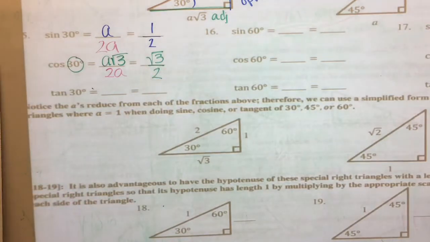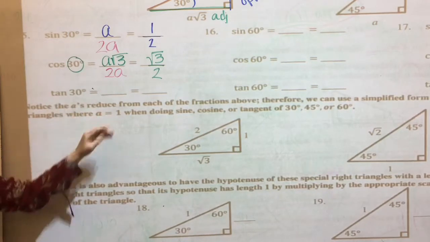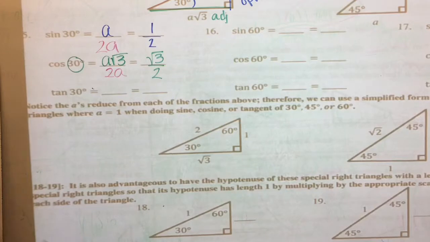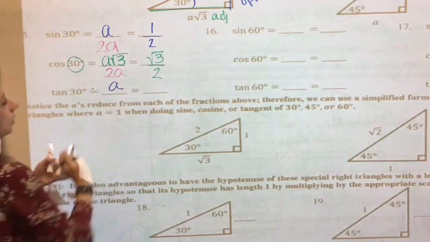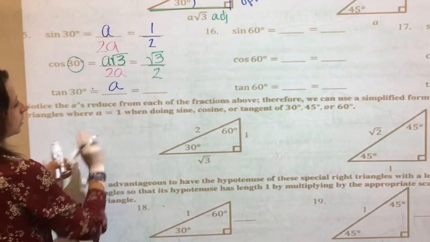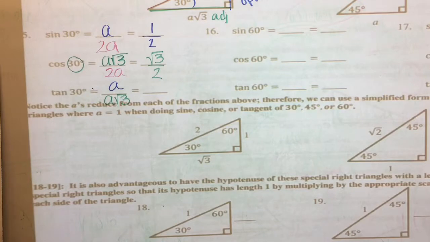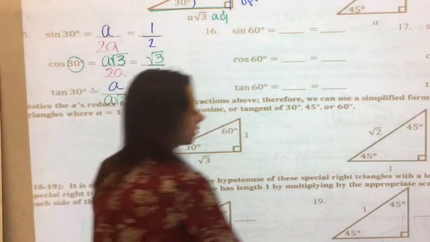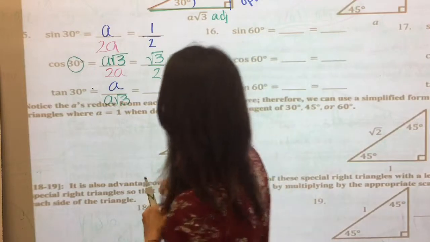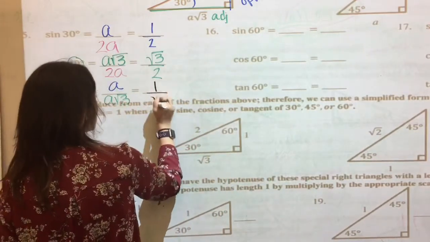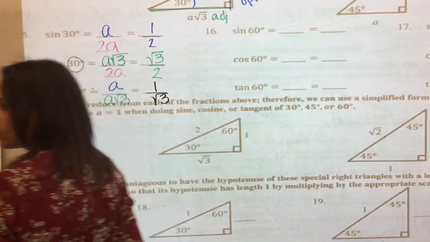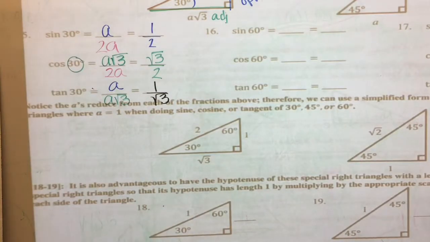Okay? All right, and then I need tangent of 30. This one doesn't reappear, but its characteristics do. Alex, can you tell me what tangent of 30 is going to be? A over A root 3. Yeah. And then what do I get, class, when I reduce that? 1 over root 3. Okay, so let me grab my other pen. So this one does not repeat, but it's still good, because its characteristics repeat.